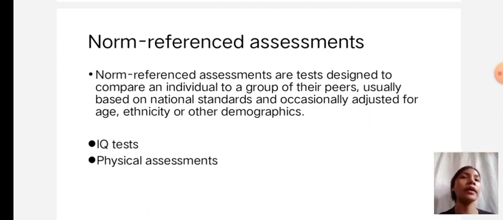They use a wide range of data points to make conclusions about students' achievements. So the ipsative is for competing them against themselves only, while in norm it is for a wide range of data points. So the types of norm reference assessment are these: IQ tests, physical assessments. These are the examples of norm reference assessment.